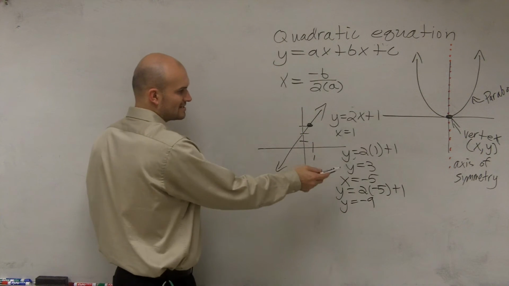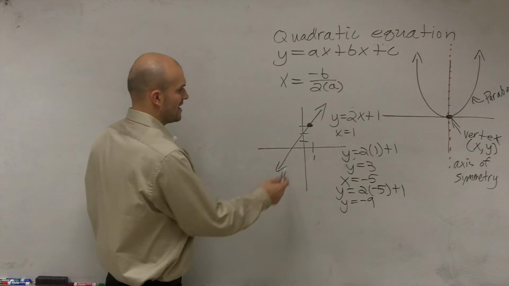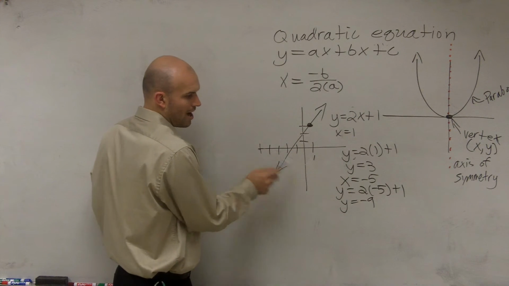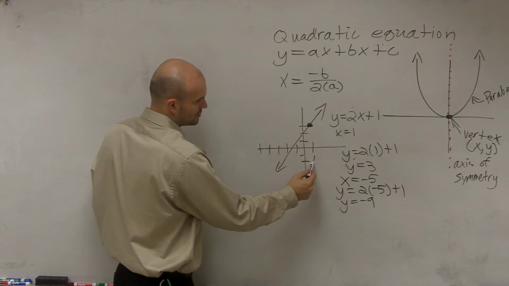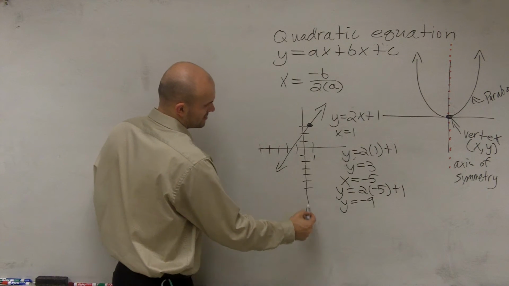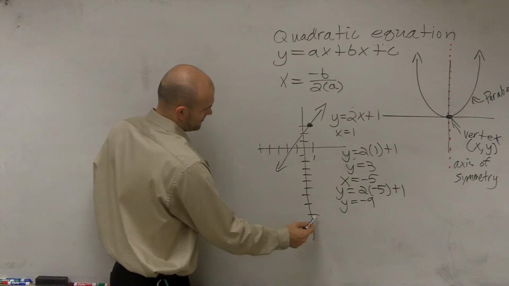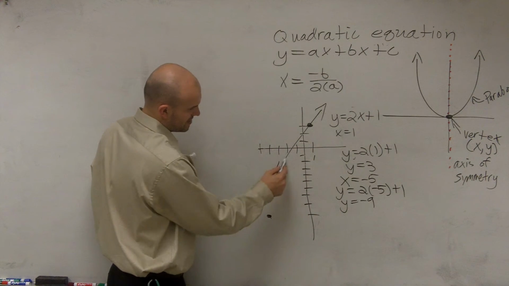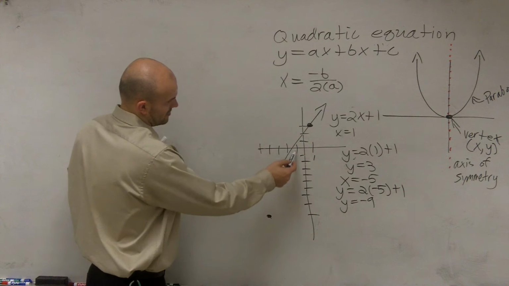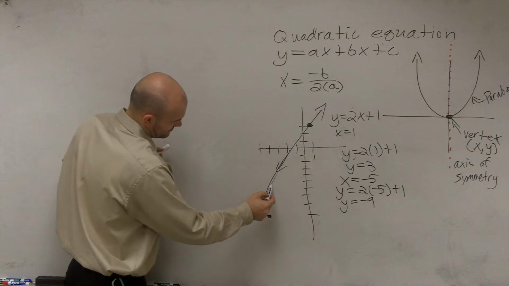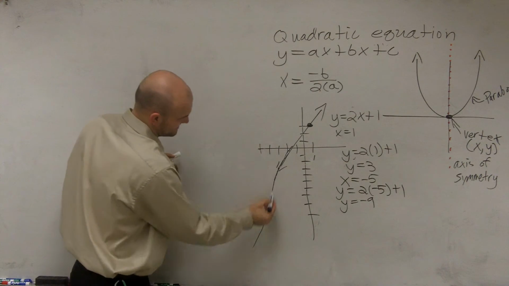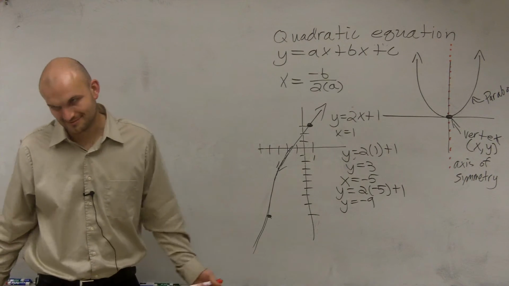So therefore, when x equals negative 5, y equals negative 9. So you go from negative 5 down to negative 9. Now, does this graph go through there? Well, I probably didn't graph it well. It's supposed to go through that point, okay?